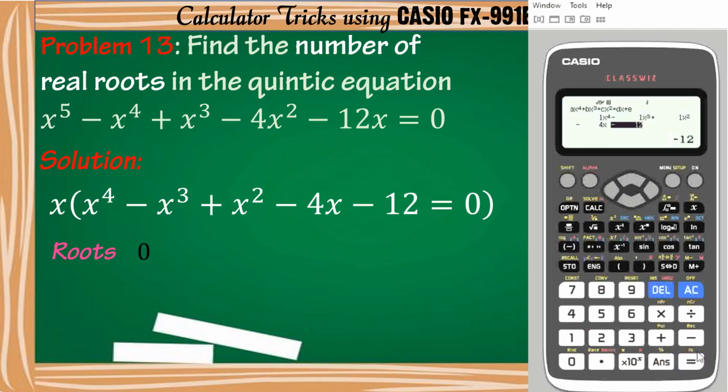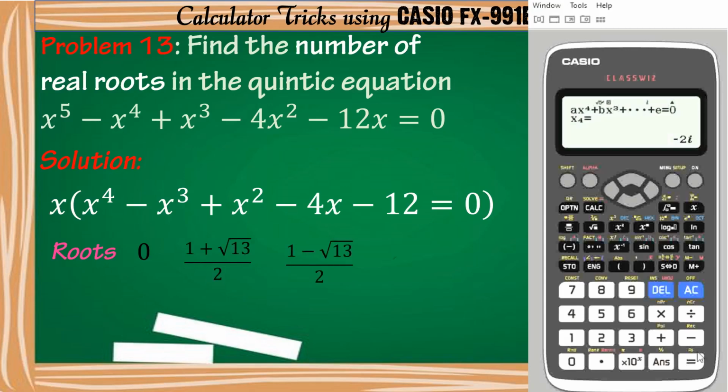And then, press natin si equal, merong lalabas na (1 plus square root of 13) over 2, that is one of the roots. And then, we also have (1 minus square root of 13) over 2, the second root. The third root is 2i. And then, the last one is negative 2i. So, yun yung 4 na roots na makukuha po natin sa calculator.